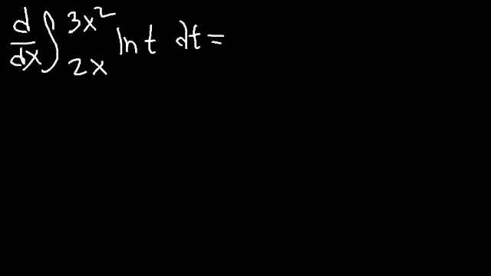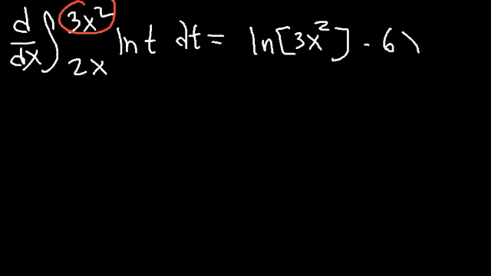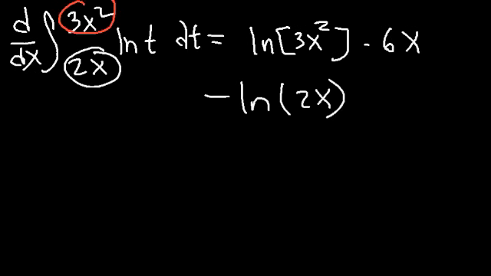To do it the fast way, it's going to be natural log of the top part, or of b. So replace t with 3x squared, and then multiply by the derivative of 3x squared, which is 6x, and then minus the part on the bottom. So replace t with 2x, so it's going to be ln 2x times the derivative of 2x, which is simply 2. So that's the answer for this problem.